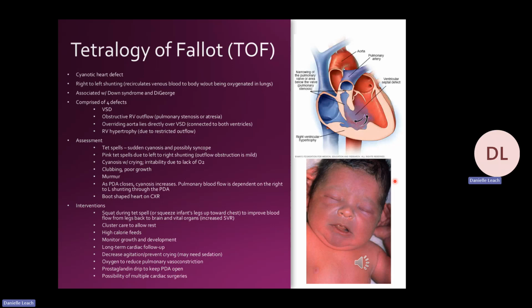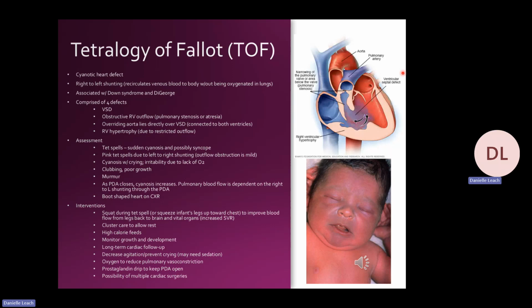There can also be what's called pink TET spells, or we would call a pink TET baby. Basically, their right ventricular outflow problem is not as severe. It's just a more mild case where the baby isn't becoming so cyanotic that you can actually see it in their face. So they always appear pink or their normal color for their ethnicity. They can also have clubbing if they have this for a long period of time and it's not surgically corrected, poor growth, and a heart murmur.